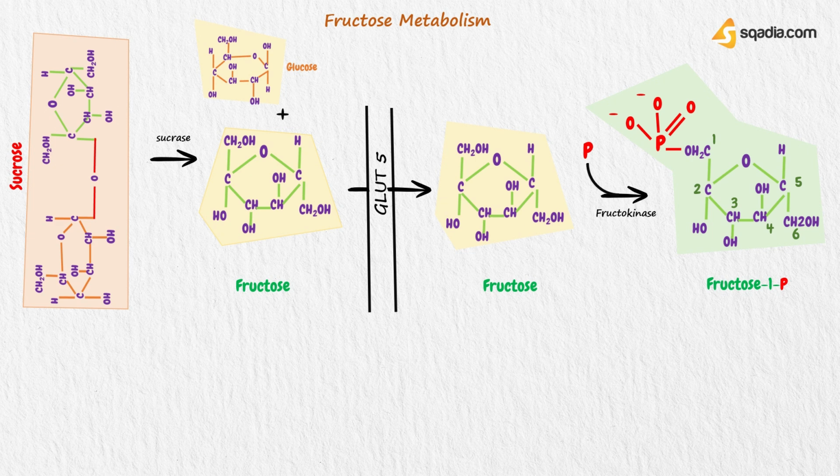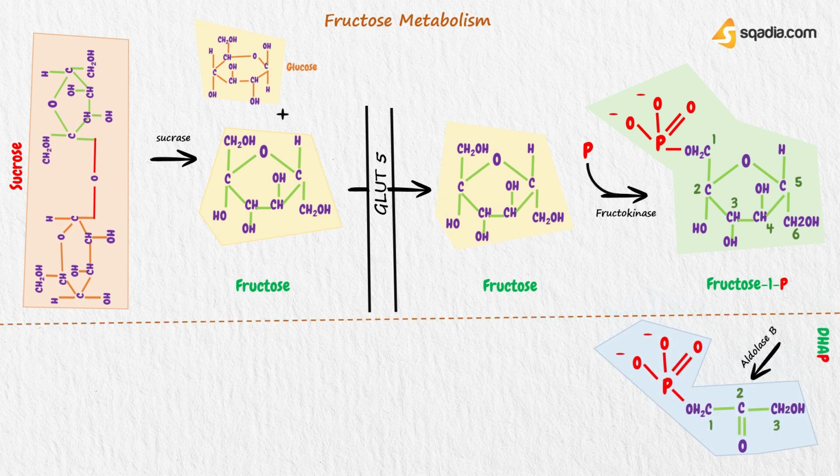This is further metabolized in the presence of aldolase B into dihydroxyacetone phosphate. The first 3 carbons of fructose break from the next 3 carbons. The OH group from carbon number 2 is removed. So dihydroxyacetone phosphate forms, and in the case of glyceraldehyde, carbons 4, 5, and 6 separate from the first 3 carbons.